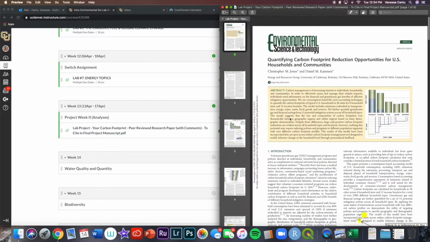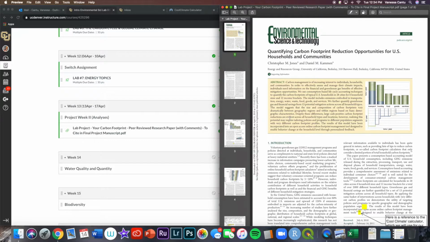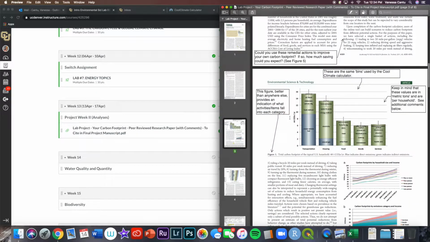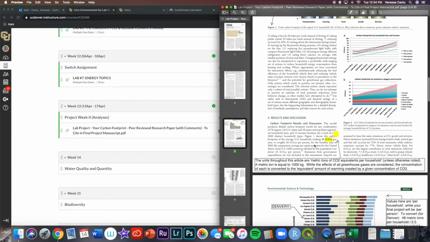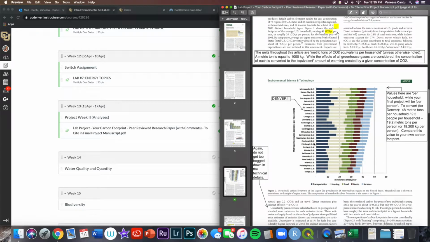So you'll have that uploaded. I recommend using this in your write-up. It shows something very similar to what your final product is going to look like. This is a very good way to compare your carbon footprint. And what we do want to see is you comparing your carbon footprint to Denver.